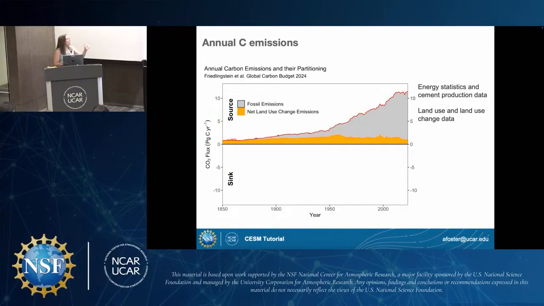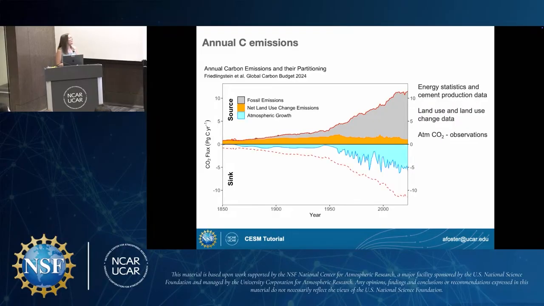Okay, so let's think about annual carbon emissions from fossil fuels. This is data from the Global Carbon Budget, which they publish one every year. This is looking at fossil fuel emissions in gray and land use change emissions in orange, from energy statistics and cement production data, and then land use and land change data. Since about 1850, we've got 720 gigatons of carbon emissions. About a third of that total is from land use. Before 1920, it was mostly land use. Now it's mostly fossil fuel emissions.